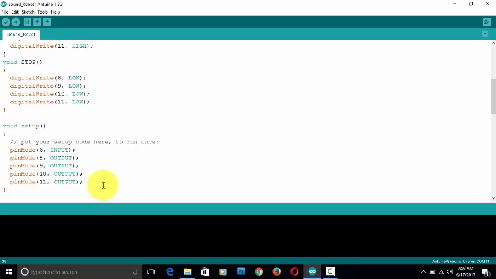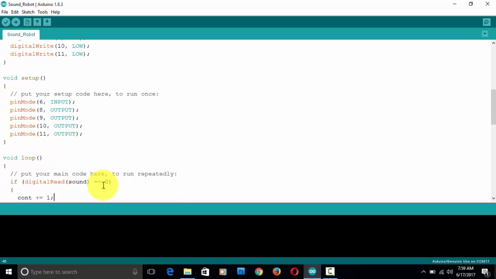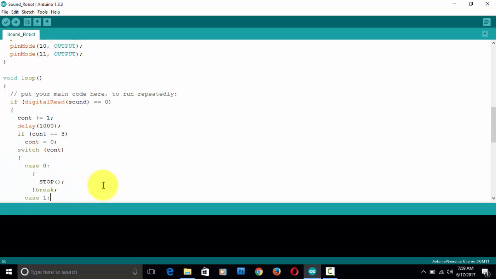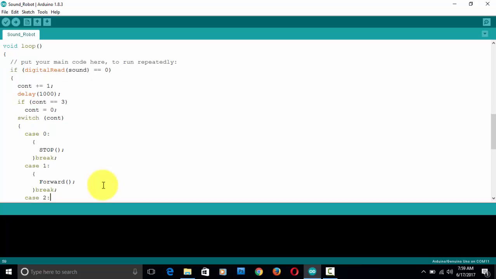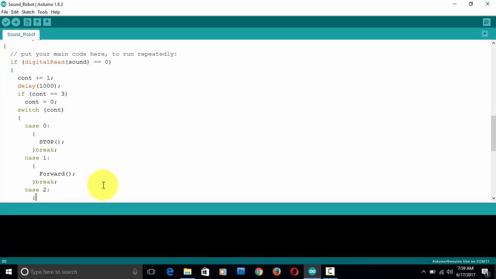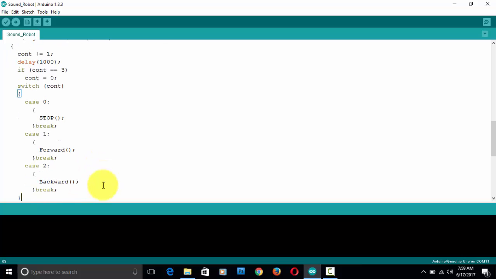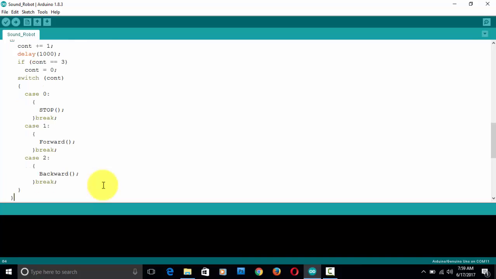At that time you require four motors, which means two bridges, so two motor driver ICs are required. If possible, I will make that video also, no problem. But for the time being, we will see these two. If it is 1, then we make it move forward. If it is 2, then we make it move backward. And for every switch case, you know the syntax, we break it.